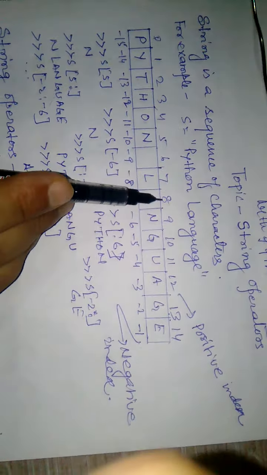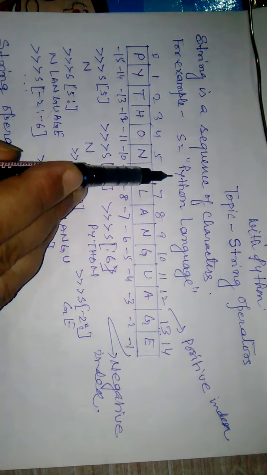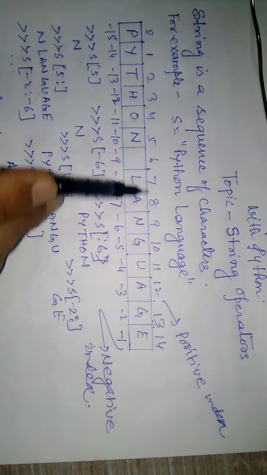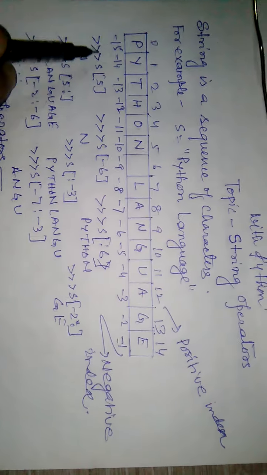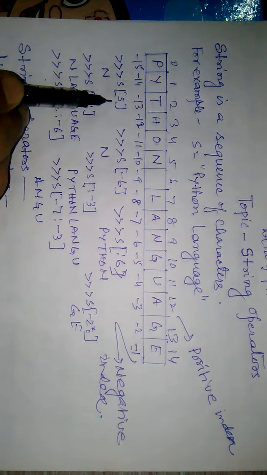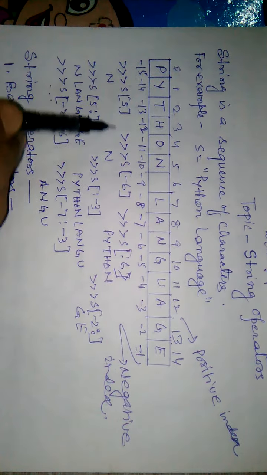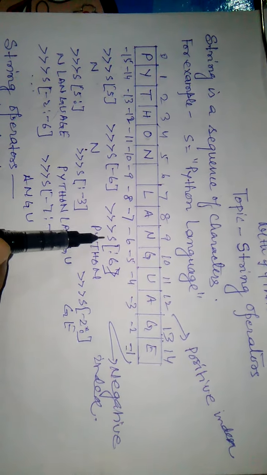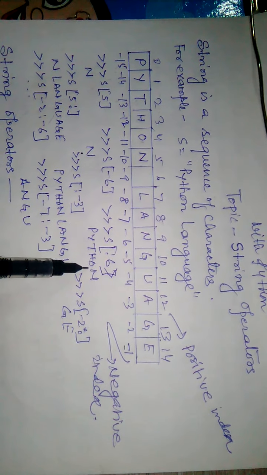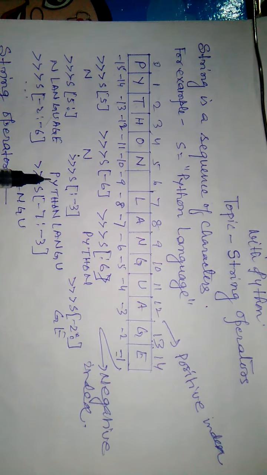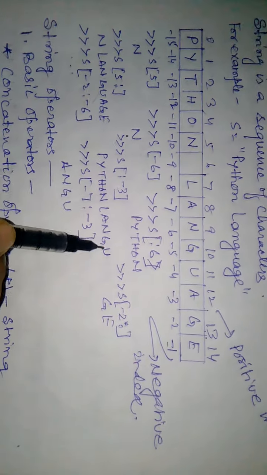We take an example. String "Python language": Python, space, language, indexed 0, 1, 2 up to 14 and -1 up to -15. If we write s[5], the output will be n, and also if we write s[-6], the output will be n. And s[:6] output will be Python, and s[:-3] output will be Python langu, meaning start at the beginning and end at -3.